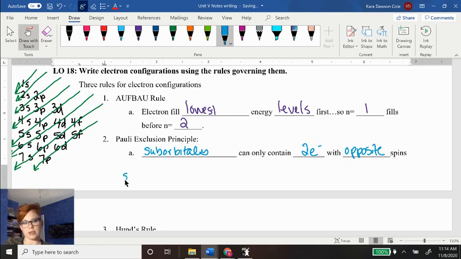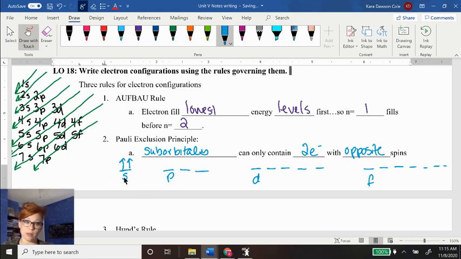So if I have an s orbital, an s orbital has 1 suborbital, a p orbital has 3 suborbitals, a d has 5 suborbitals, and an f has 7 suborbitals. So in this suborbital, I cannot have an arrow pointing up and an arrow pointing up.